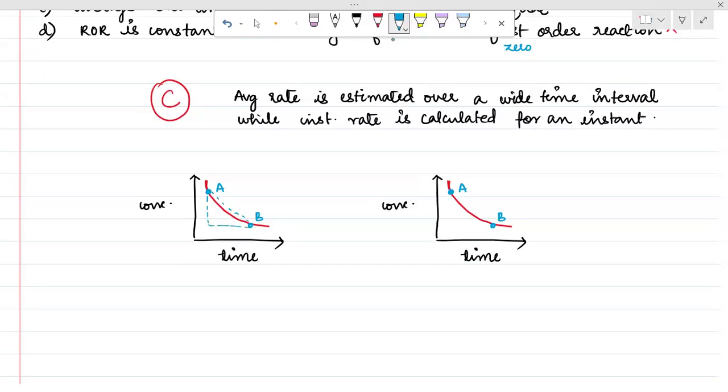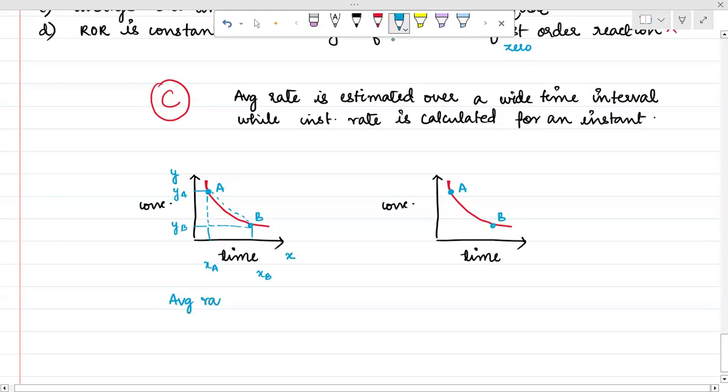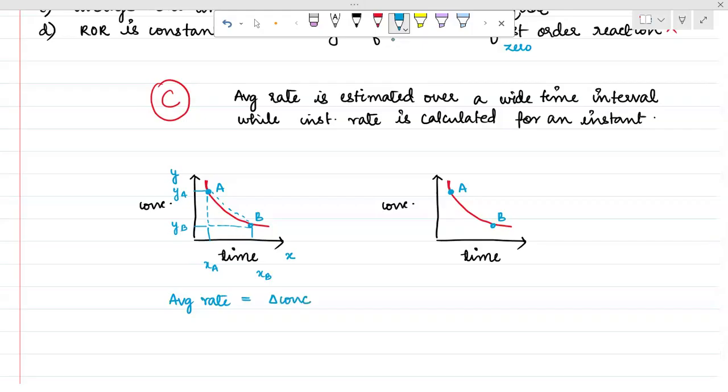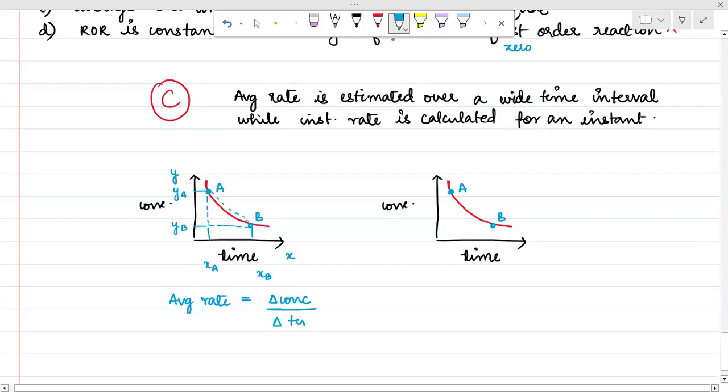So this is going to be the y-axis and this is going to be my x-axis. So I have a change from point A to point B. Let's say this is YA and this is YB. And similarly, I have changes for X as well, XB and XA. So my average rate is simply the change of Y, which are big changes written by capital delta. Big changes in concentration by big changes in time.